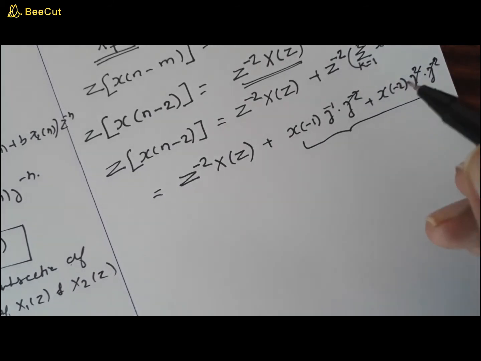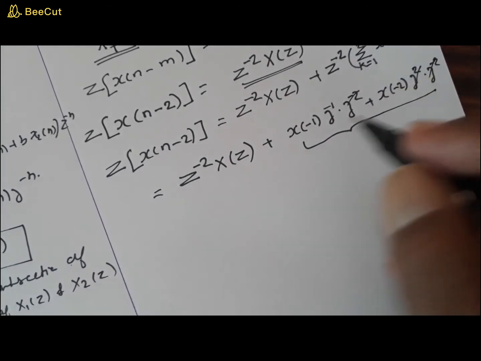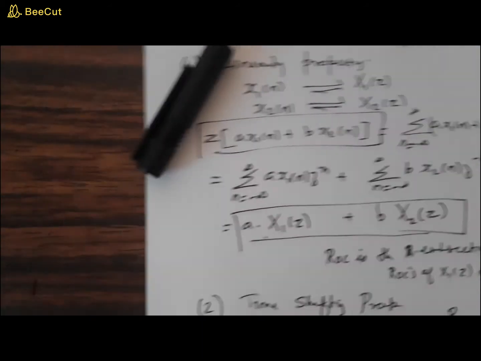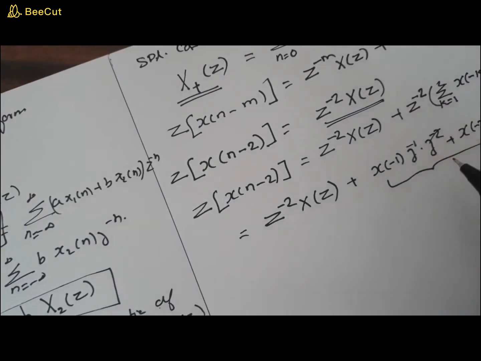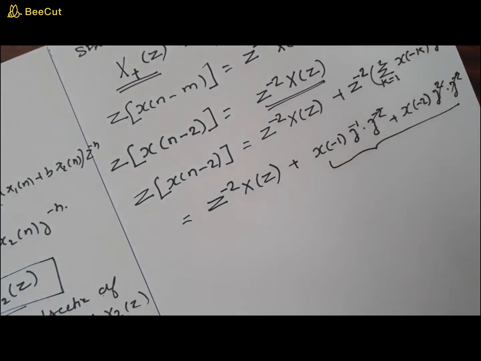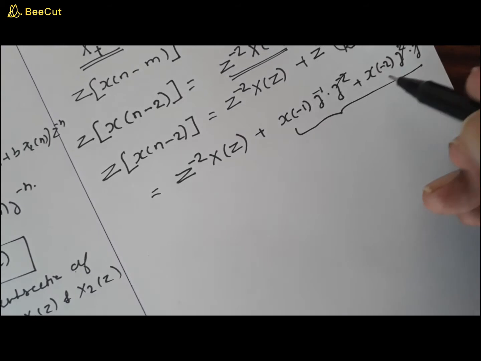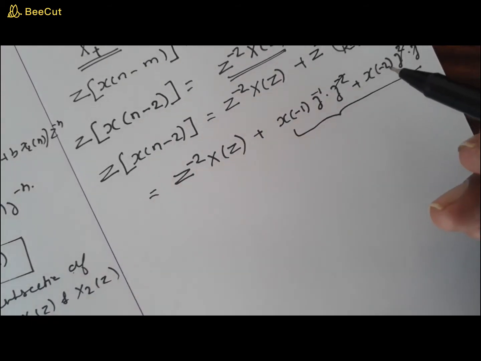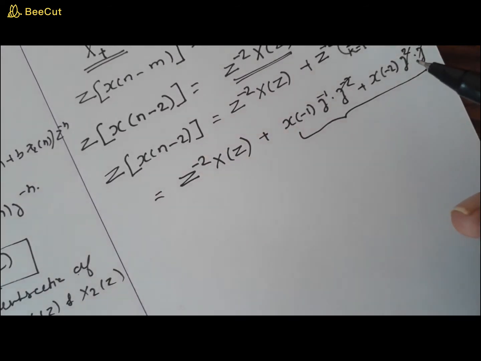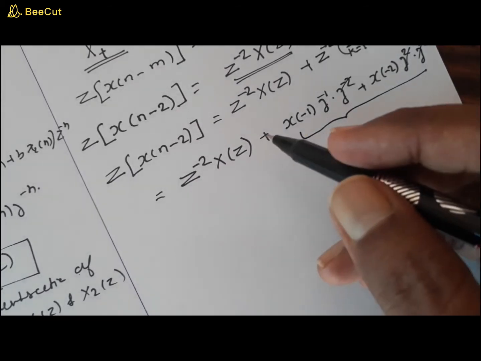Now can you guess where it will be used? It will not be used in the normal problems, where we use only the basic time shifting property. This finds its application when we analyze a system using its transform. In the analysis of a system, we require the initial conditions. So x of minus 1 and x of minus 2 always refer to the initial state of the system. In that case, we use this special case of time shifting.